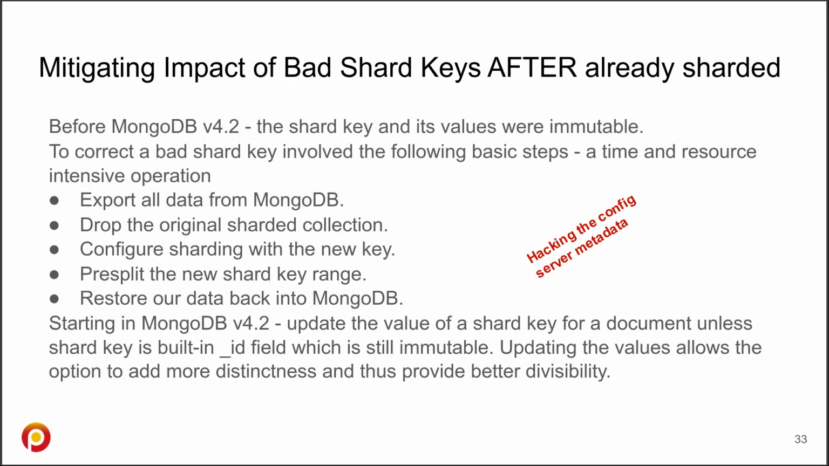If your database is already sharded, before MongoDB 4.2, our options are very limited. What I usually recommend is exporting data out of MongoDB, dropping this badly sharded collection, and creating a new empty collection with the proper shard key, pre-split, and restoring the data back. That's what I usually recommend, because for me, it's the safest way.